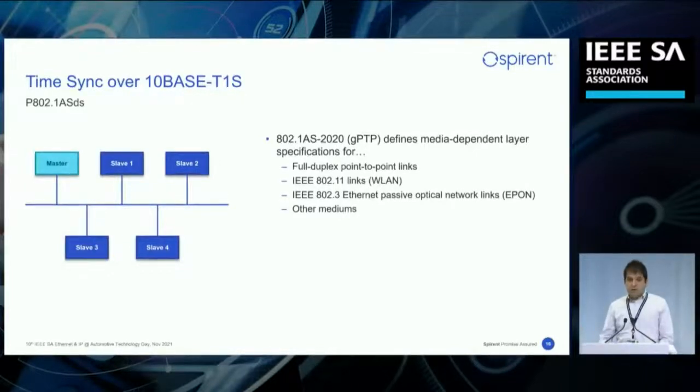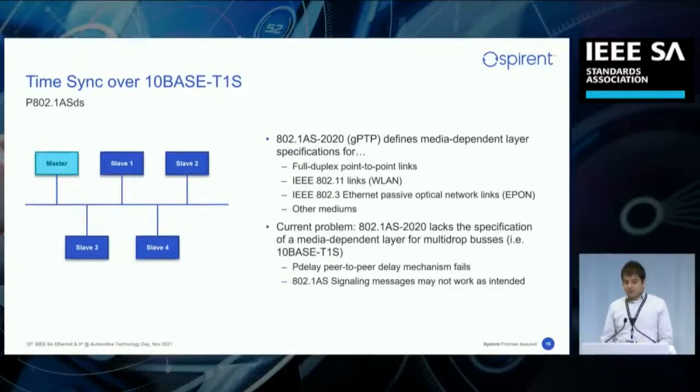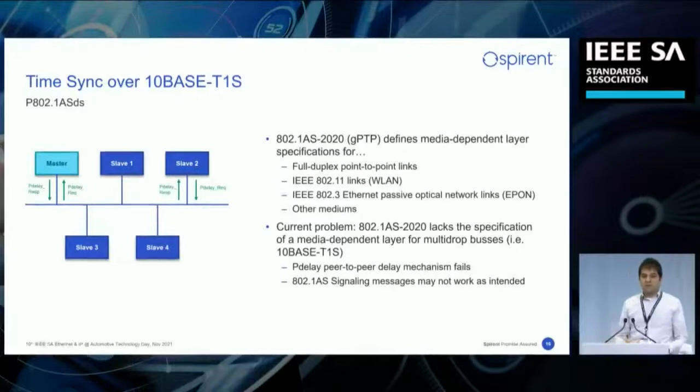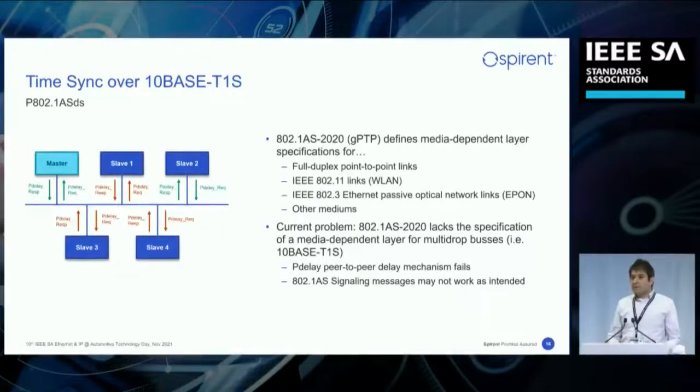And normally, there are some problems that can occur inside such a network. When measuring, for example, the path delay, a slave will send a path delay request, which normally goes to the master, and then the master will reply with a path delay response, and that will get to the slave. But because 10BASE-T1S is a shared medium, other nodes in the network will receive the same messages and don't know exactly what to do with those.